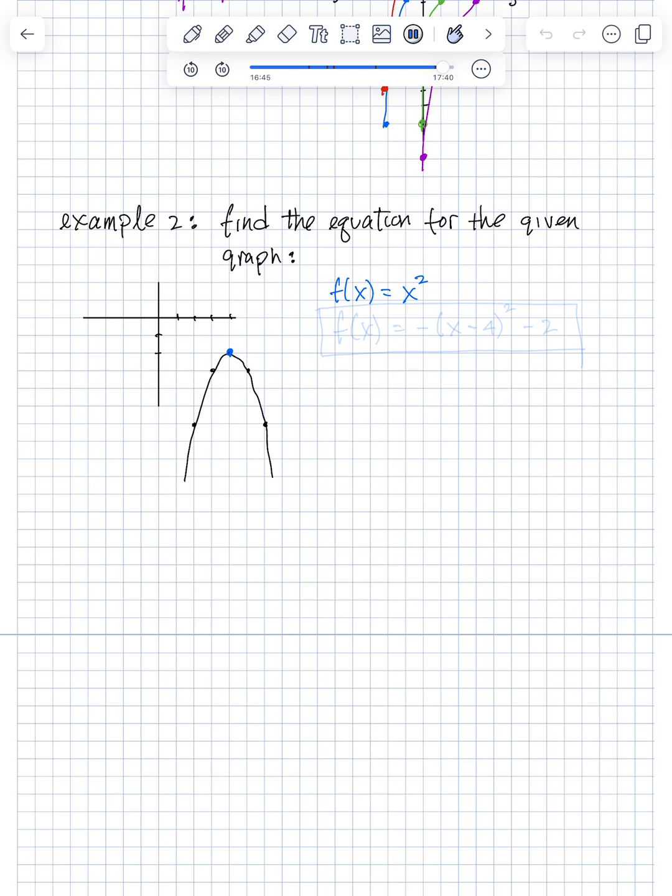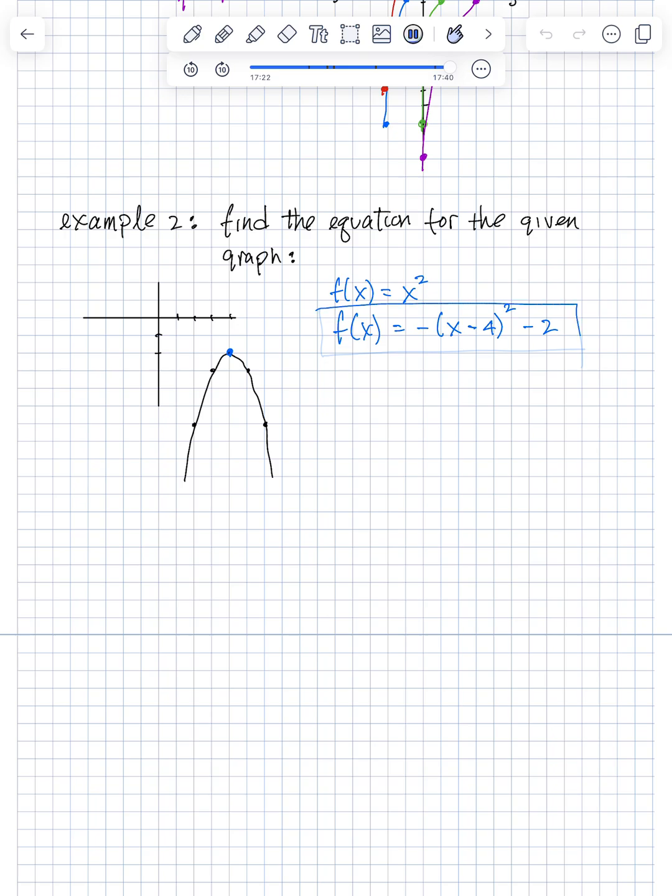So, f of x, that's going to be a negative because it's flipped in the x-axis, and it's moved to the right 4 places, so that's going to be x minus 4 squared. Remember, the negative means it's moved to the right, and it's going down 2 places, so we subtract 2. And that's all there is to it.